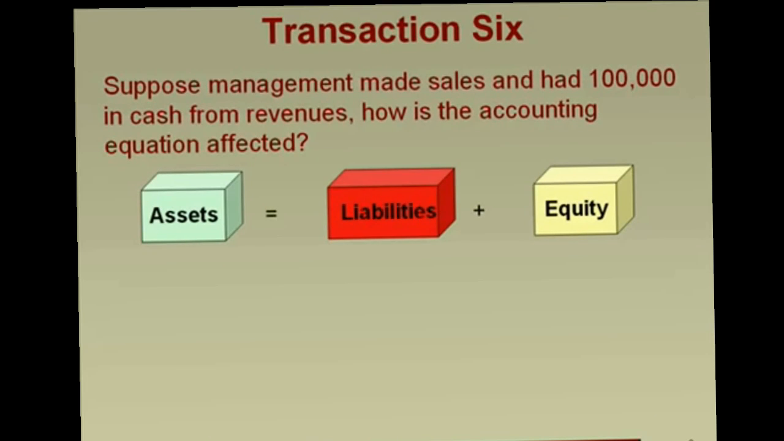Suppose management made sales and had 100,000 in cash from revenues. How is the accounting equation affected? Here's the balance as it stands now. Include this transaction and tell me what you got. Stop the presentation while you're doing it. I'll give you a couple of minutes.